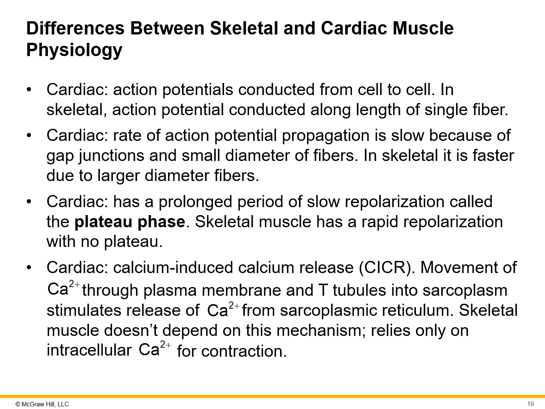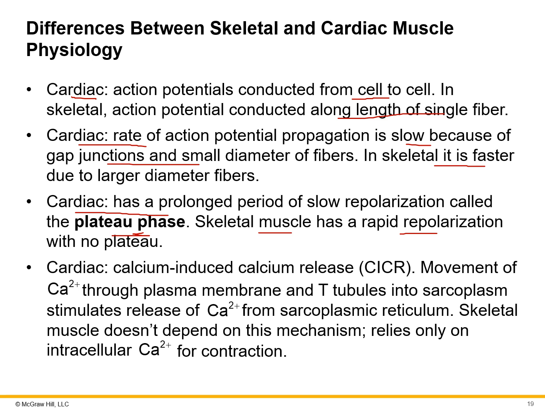So the differences then between skeletal and cardiac muscle. So again, with cardiac muscle, those action potentials are conducted from cell to cell. In skeletal, the action potentials go along the length of a single fiber. In cardiac, the rate of action potential is slow because, again, we have those gap junctions and a small diameter of fibers, whereas skeletal action potentials are very quick due to that larger diameter. In cardiac, we have that prolonged period. So again, that plateau phase is unique to cardiac muscles. Skeletal muscles, there's a rapid repolarization, so there's no plateau.